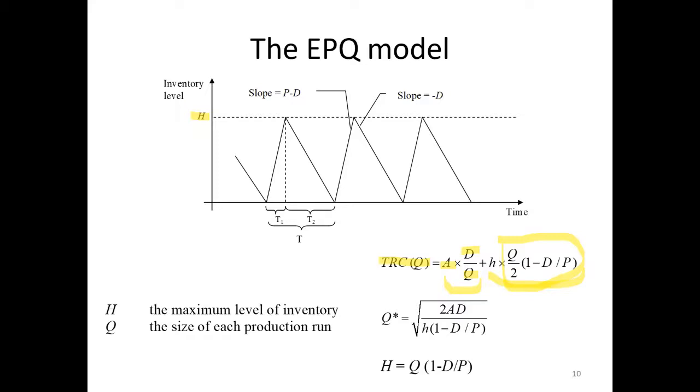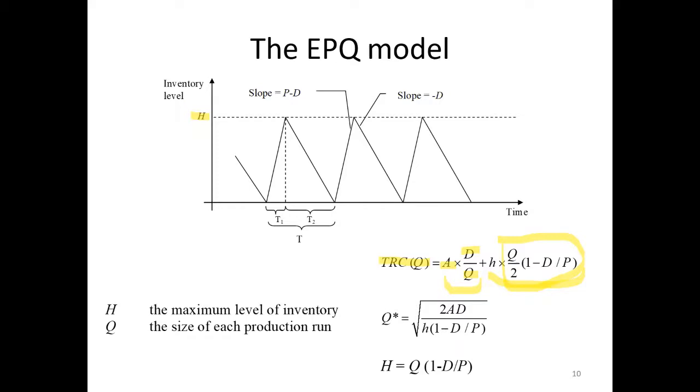So the value of H is simply Q times 1 minus D over P. This will give you the value of H. When you divide this value by 2, it will give you the average inventory level for the EPQ model. You multiply that by H, and this will give you the inventory carrying cost.